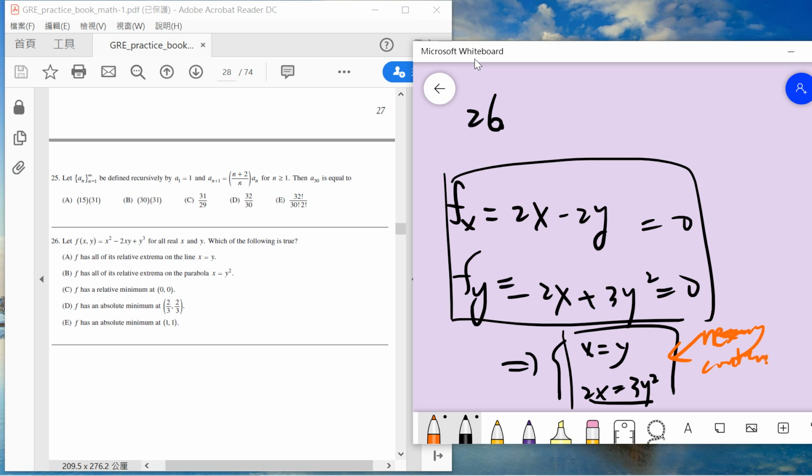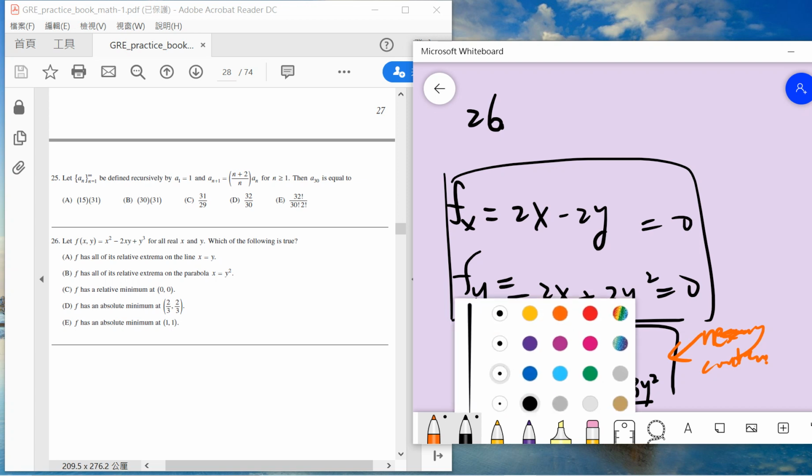So up to now we can start to think which one is correct. The first one is f has always relative max on the line x equal to y. This should be correct. The answer is A. B is not correct. Okay. So C, f has relative minimum at 0, 0. So 0, 0 satisfies these two equations.